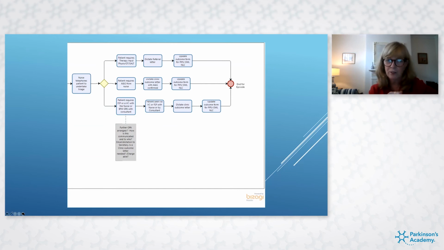So the patient phones through, they need to speak to a nurse. We have a telephone clinic which triages that patient to find out what they need, and then we either follow them up in the telephone clinic, see them face-to-face, or do a video link with them. They're fast tracked if, from the telephone triage, they need therapist input, then we refer them to the therapist.